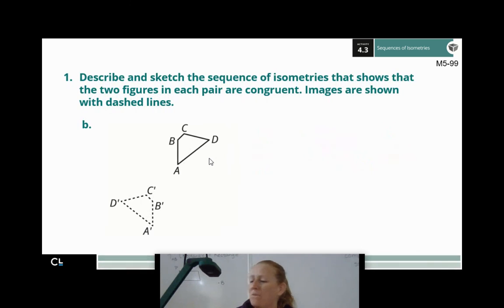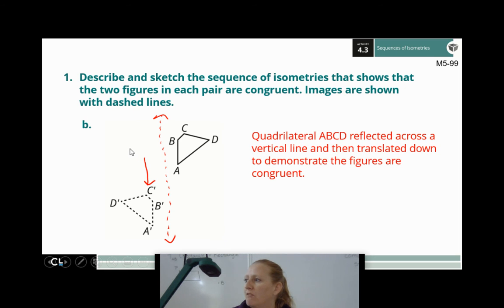Ooh. What about B? Had to do with B. So for B, I had a different thought. My brain is always thinking reflections. I see C prime to B, but then I see B to C, right? So I thought, okay, well, if I reflected across a vertical line, that would work, right? I could flip it over, then I would have to go down. So it looks like I have to reflect across a vertical line and then translate it down in order to get my congruent figures on.